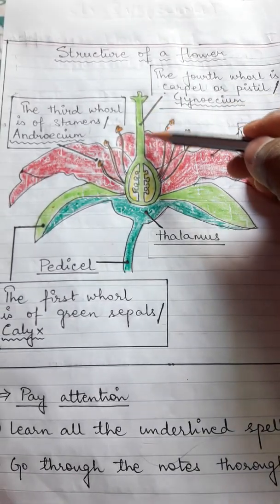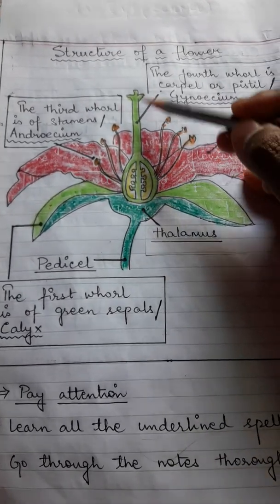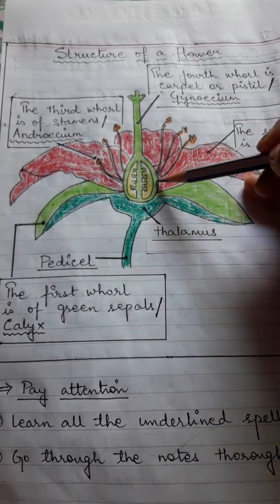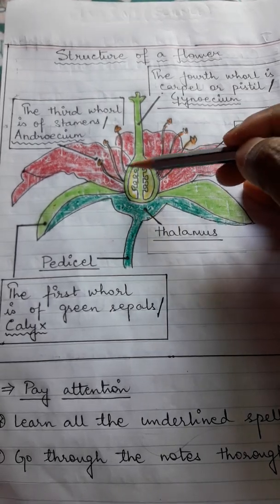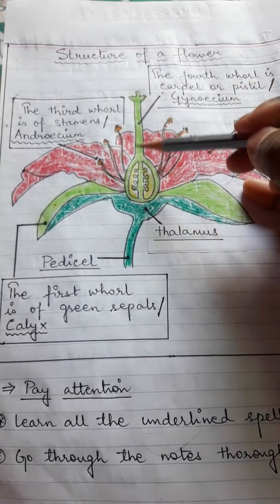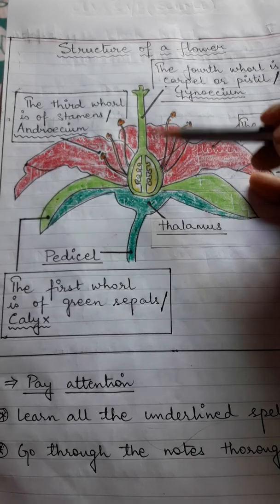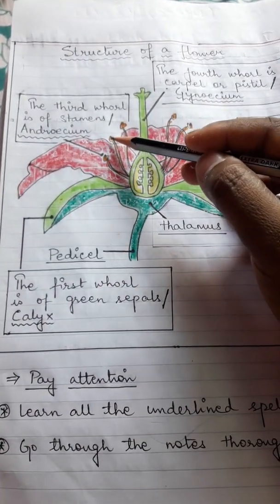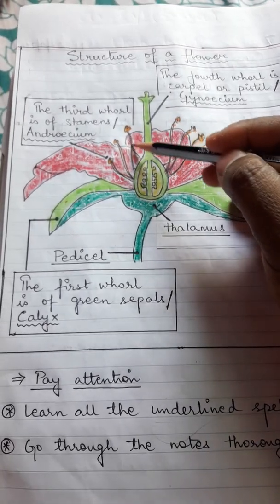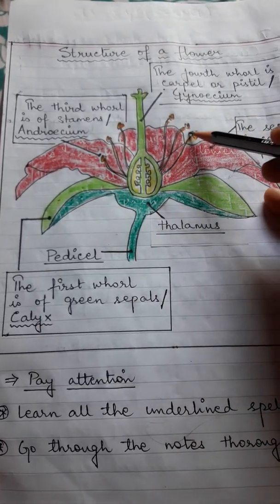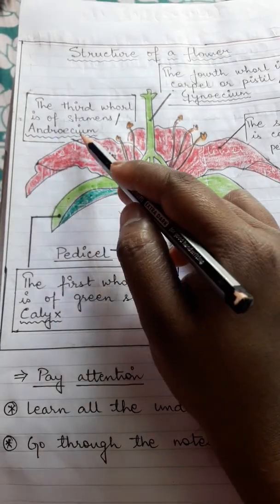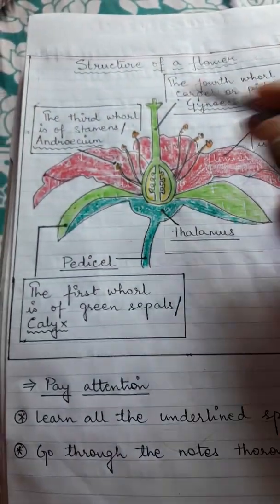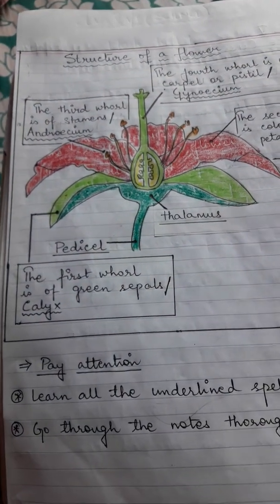Can you see this gynoecium? Can you see this part? This is known as the pistil, the female reproductive unit. And androecium is called the collection of stamens, and it is also known as the male reproductive part. Clear? We will be studying about this in detail now.